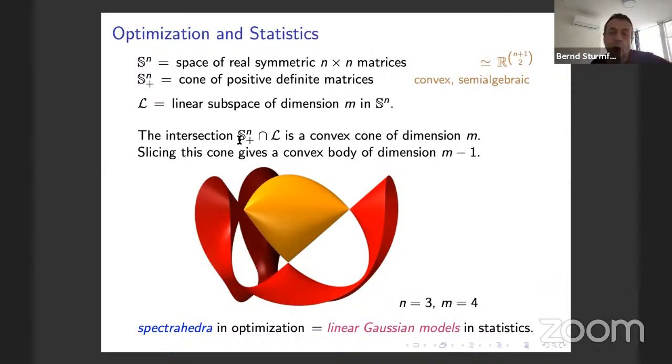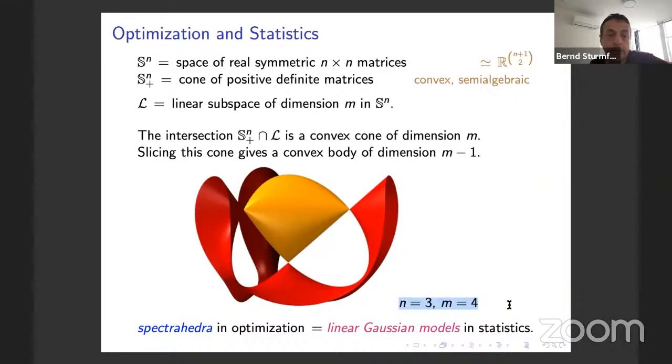Now, to draw a convex cone, it's convenient to slice it with an affine hyperplane. And in this manner, we get a convex body of dimension M minus 1. So this picture, and you saw this picture on the first slide of the talk, it's also the logo of our group in Leipzig. So this picture illustrates the situation for n equals 3 and m equals 4.